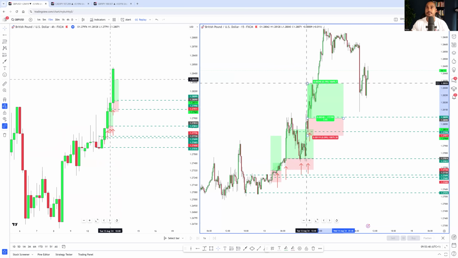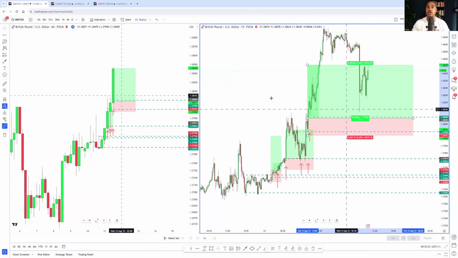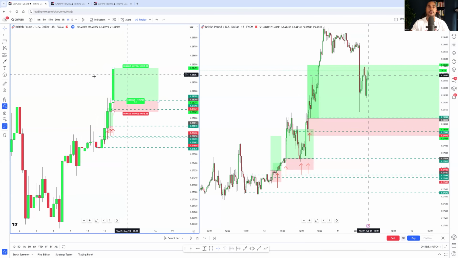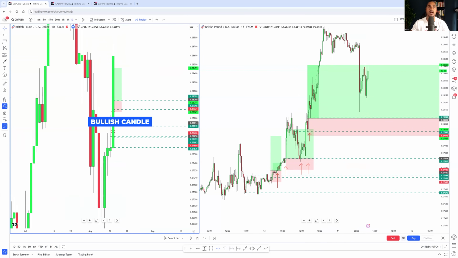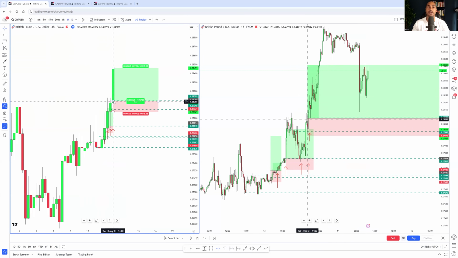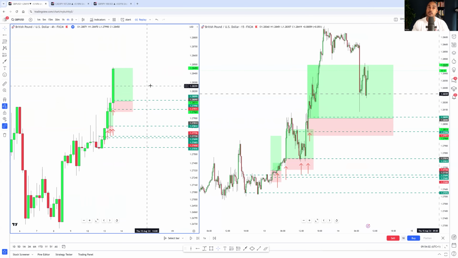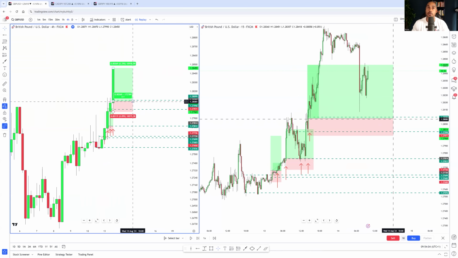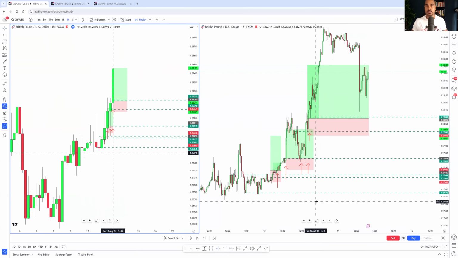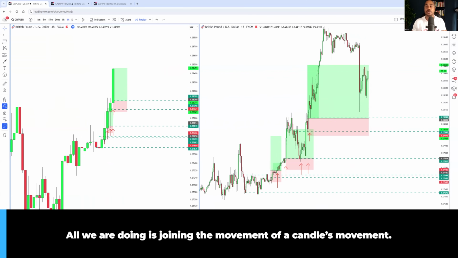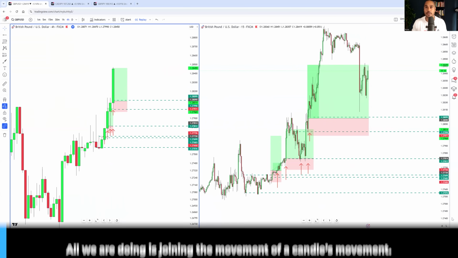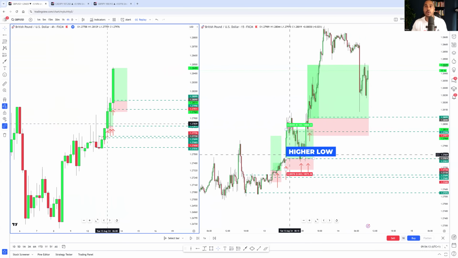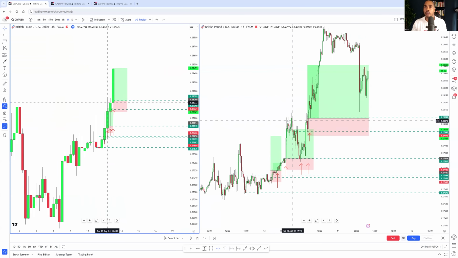What do we have? Another 3-hour trade. If we go over to the daily time frame, what are we looking at here? A bullish candle. If we go to the 4H, when did we enter? When the 4H candle was bullish. Oh, is it a coincidence that the previous candle closed bullish as well? Call it what you wish, guys. All we are doing is joining the movement of a candle's movement. Breakout, higher low, double bottom, higher low, breakout.